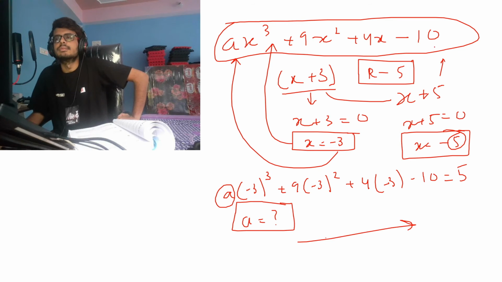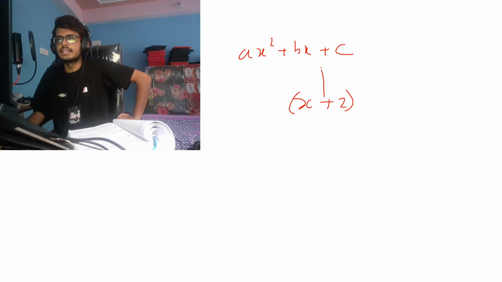Yes, we have to do it this way. So I'll give you another aspect of this. Wait, I'll tell you one more question. So I have an equation, let's say ax square plus bx plus c. This is the standard equation, ax square plus bx plus c, and it is being divided by x plus 2. So you are dividing this by this, and it's completely dividing it.